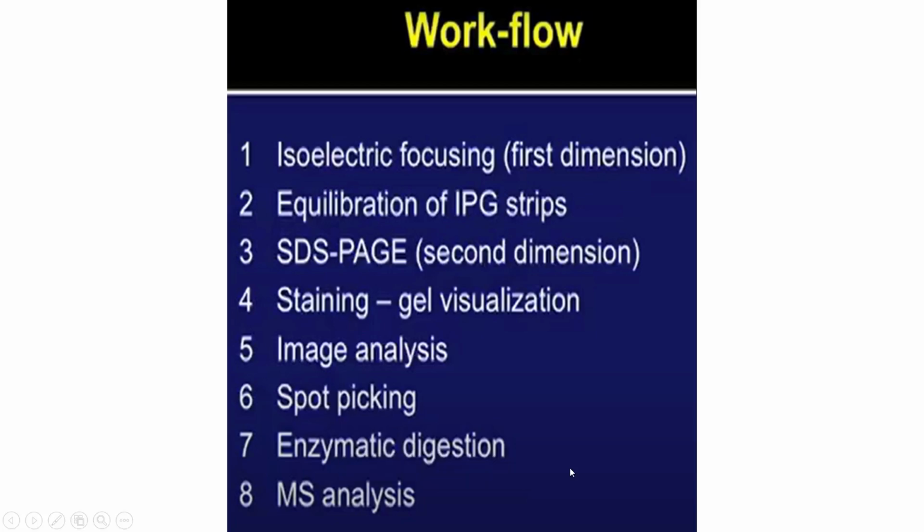So what's the workflow? First dimension is isoelectric focusing. Once that experiment is run, you will do the equilibration step of that specific strip. Once it is equilibrated with certain buffers, you add that strip onto an SDS-PAGE and run it vertically. Then you stain the gel, do the analysis, you can do spot picking, then cut out the gel bands, do enzymatic digestion, and further do mass spec analysis as well.